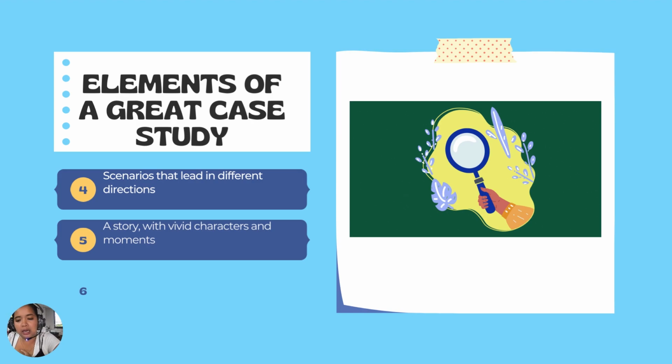The next one is that the story should have vivid characters and moments. What do you mean by that? You really need to look into the mind of the readers, how the readers try to understand what is in the document. Therefore, you need to create vivid description, something understandable and easier to analyze, because that's another element of a great case study.